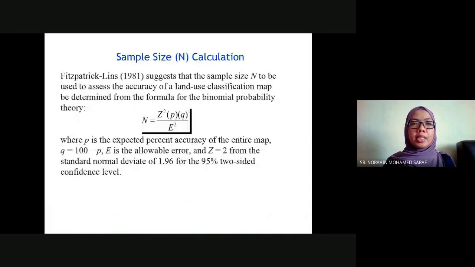Okay, this is a sample size calculation. Fitzpatrick-Lins, 1981, suggests that the sample size n to be used to assess the accuracy of a land use classification map be determined from the formula for the binomial probability theory as shown here, which is n equals z squared p q divided by e squared, where p is the expected percent accuracy of the entire map, q is equal to 100 minus p, e is the allowable error, and z is equal to 2 for the 95% two-sided confidence level.